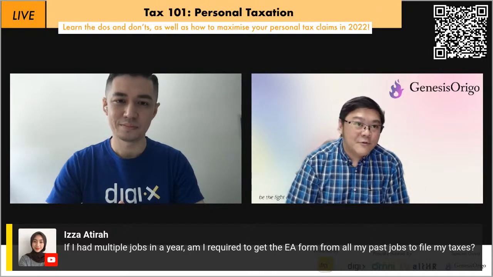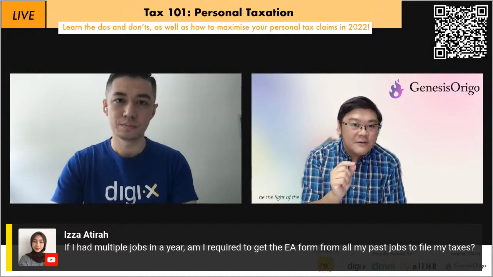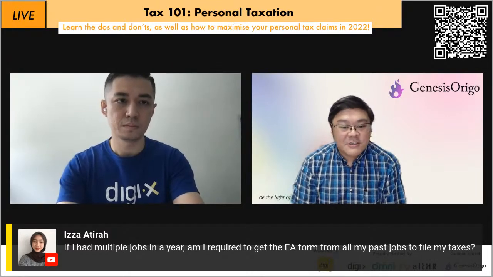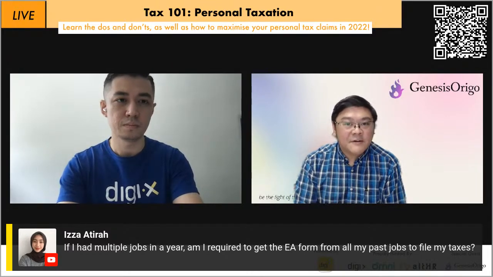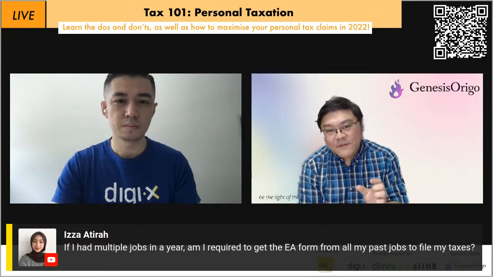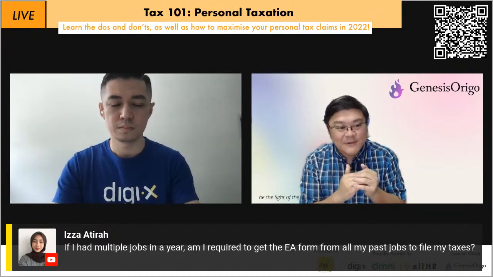Now if you notice in the BE form, there is a column under your employment income, what we call pengajian. They will ask this question, your number of employments. How many bosses are you working with? If you fill that in, the government will be able to check. It's a computerized world. It's very easy.